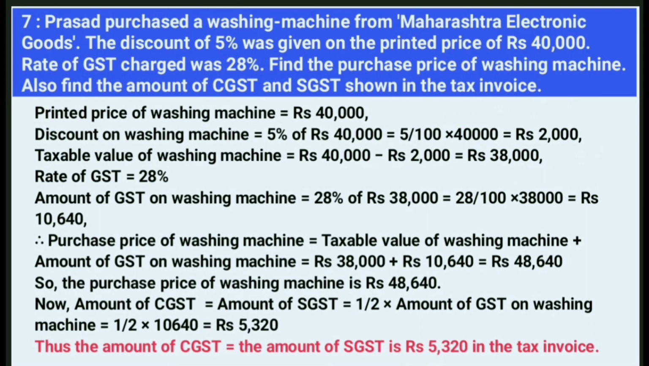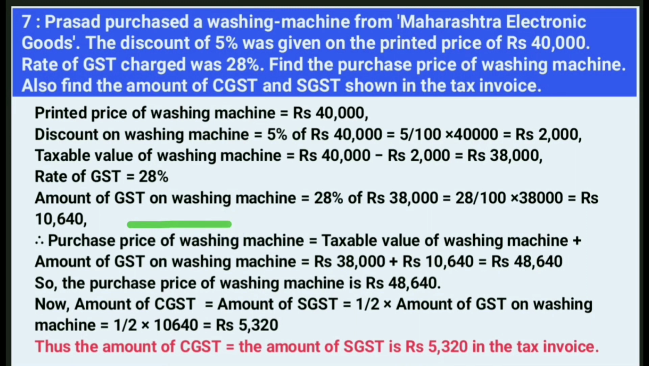Rate of GST is given, that is 28%. So amount of GST on washing machine is equal to 28% of rupees 38,000. So 28 upon 100 into 38,000 is equal to 10,640.